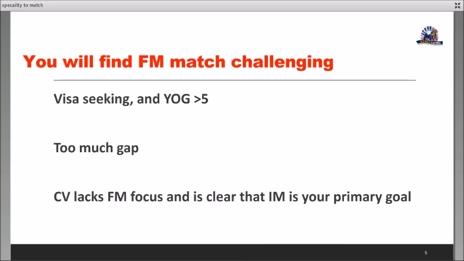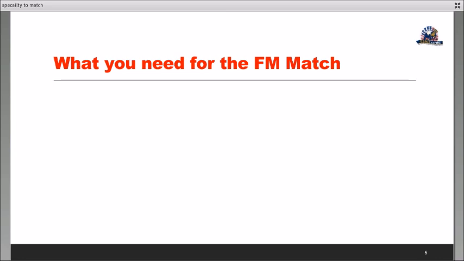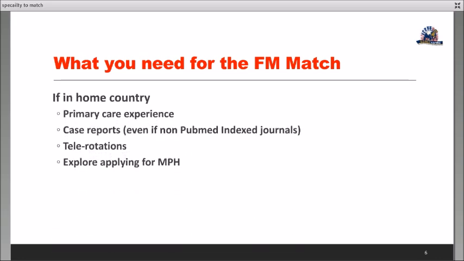The other thing you will notice in almost all specialties, the days of the backup specialties are long gone. So if your CV lacks focus on family medicine, primary care, etc., and it is clear from your CV that IM is your primary goal, then you will find the match in FM very difficult. Now, what can you do, or what should you do to make a good profile ready for the FM match?